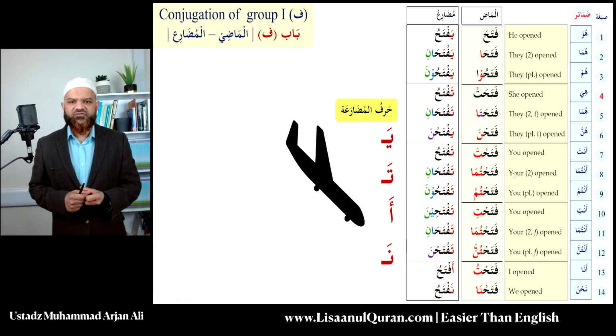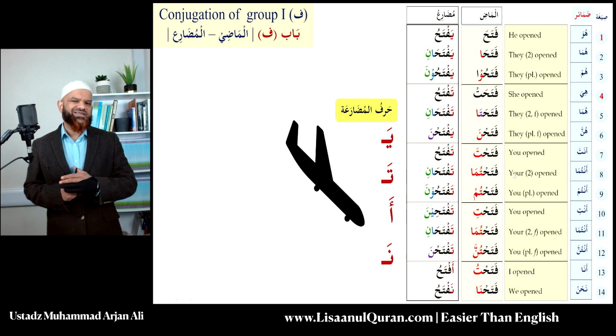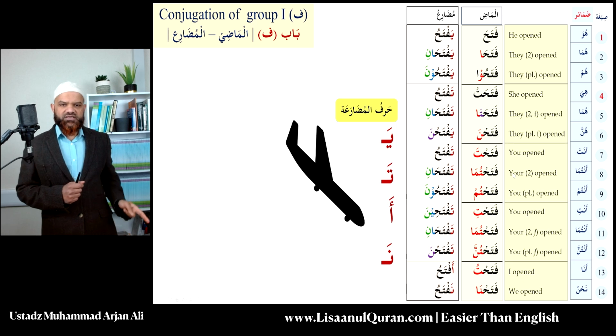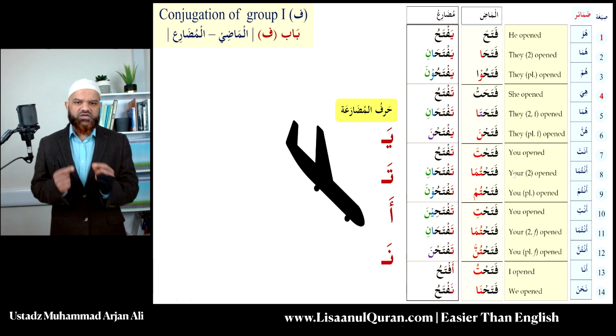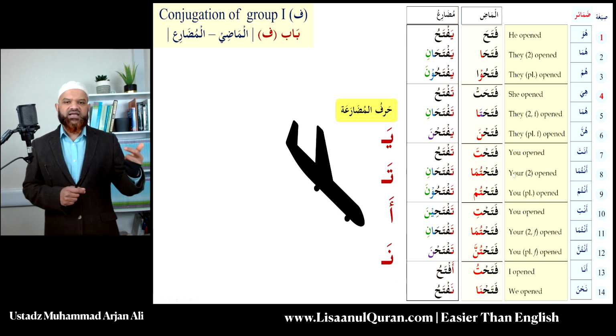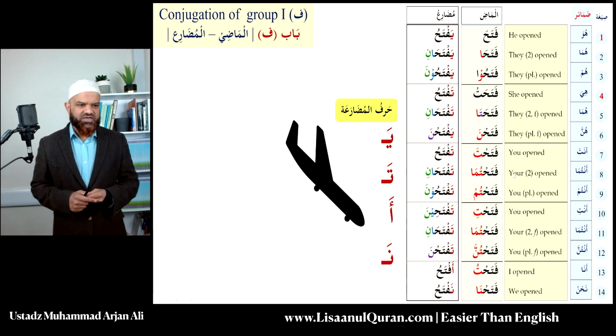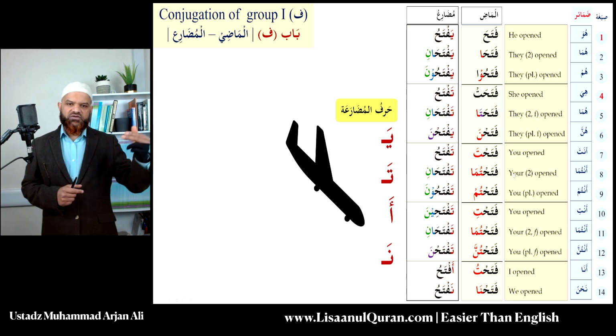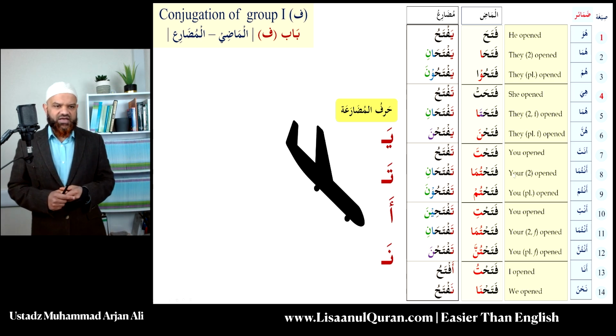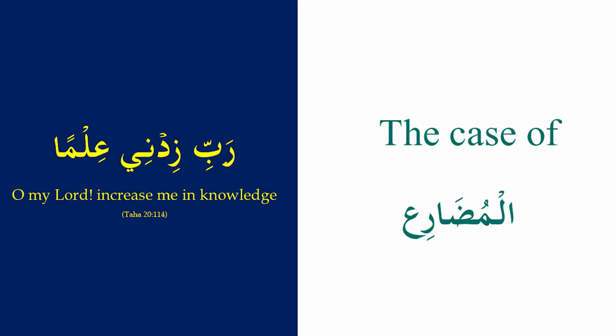We've only used one verb, fataha, but of course it will be exactly the same with every other verb. You'll have 14 forms in the madi, 14 in the mudare, all derived from the 3 root letters. And in this case, it is fa, ta, and ha. We've used that as our template to explain the 14 pronouns which are hidden within every one of these verbs. The case of al-mudare.